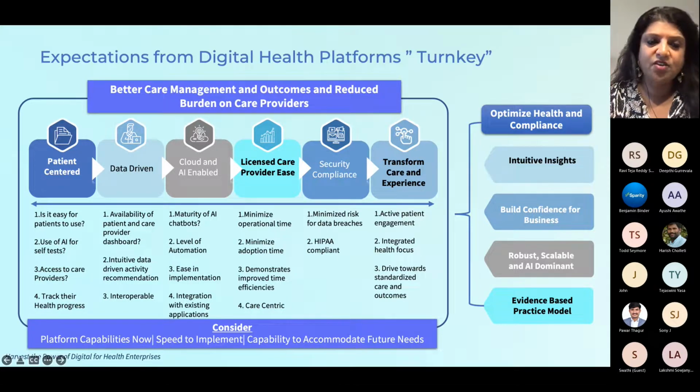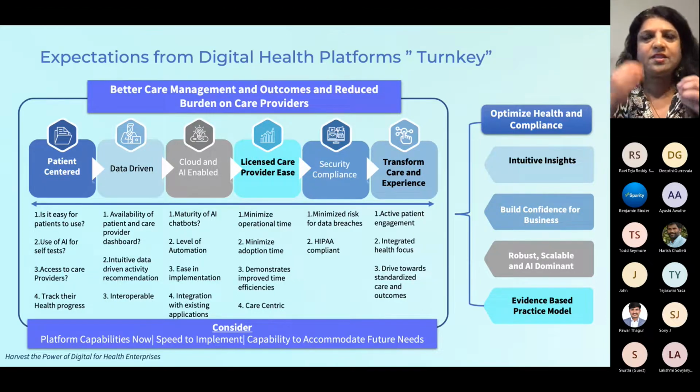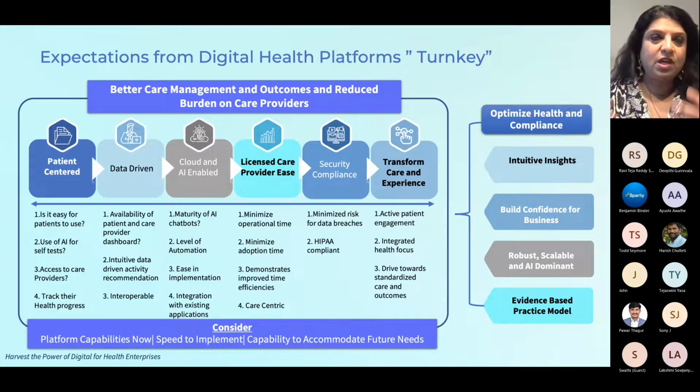Then the next one is data driven. How easy is it to look at the dashboard? Is it complex? Is it going to overwhelm me? Is it very busy? I should be able to look at it very quickly and say, you know what, I didn't do that walking yesterday, terrible, and I've got to go back to walking. I was losing 5 pounds and now I've gained it back. Is it easy? Is it going to intrinsically motivate them? Is it intuitive and data driven?